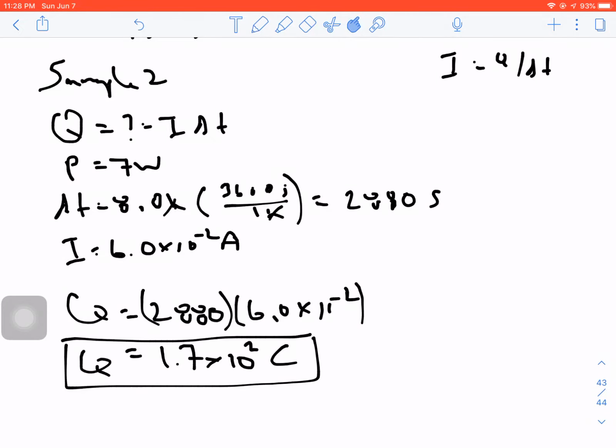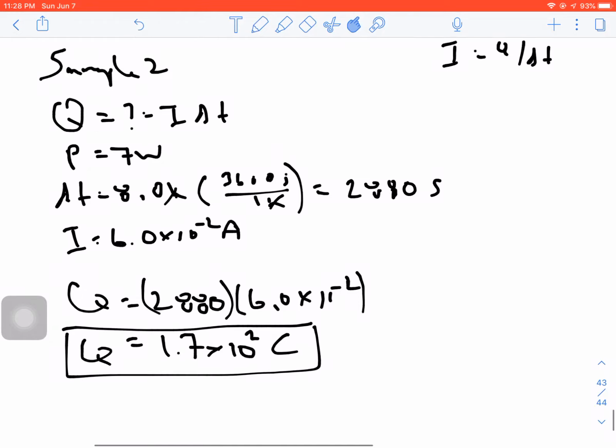Okay, so there's sample 2, and then sample 3 from the same page. It says how many electrons have passed through the same nightlight, and it reminds us that the charge on an electron is 1.602 times 10 to the negative 19. So now, question 3 is asking how many electrons?